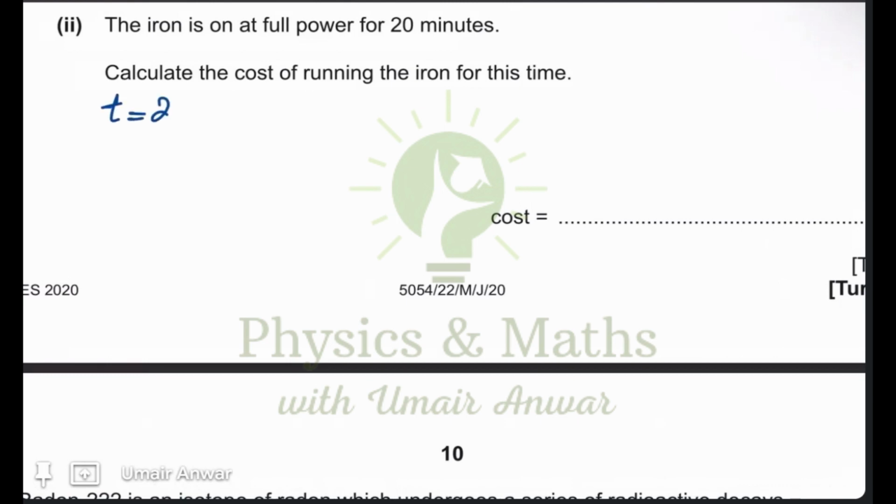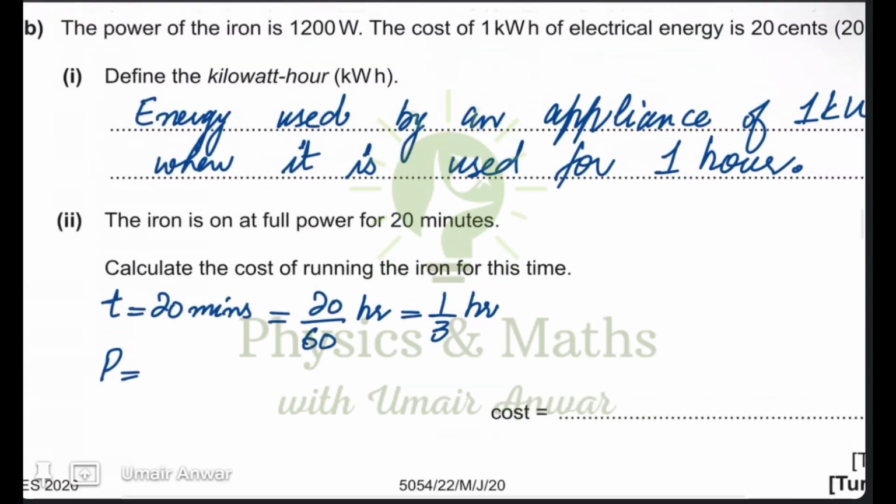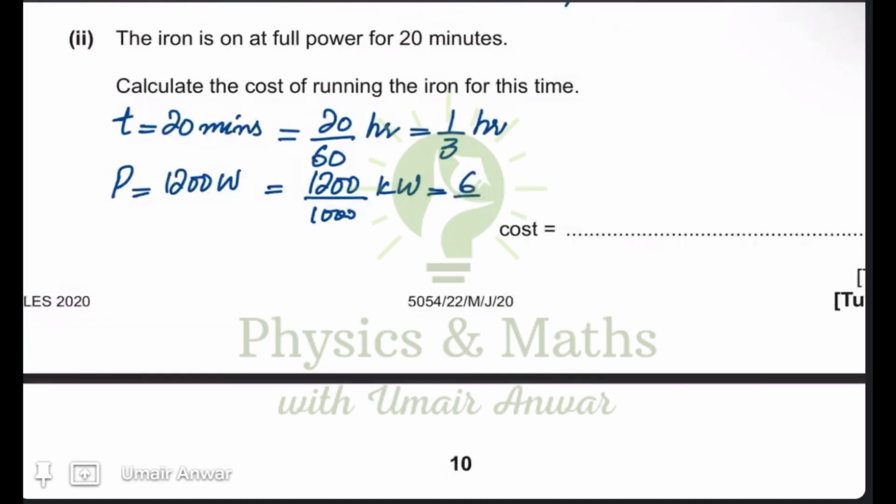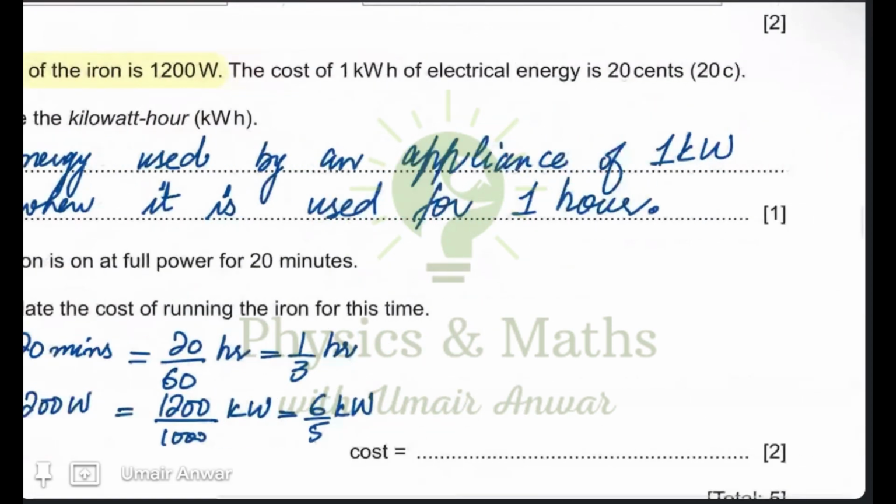So first of all, we are given 20 minutes and we are going to convert it into hours by dividing it by 60. So it becomes 1 upon 3 hours. The power rating for the iron is given and it is 1200 watts. So it should be converted into kilowatts. So 1200 divided by 1000 would become kilowatts. So it is 1.2 kilowatts. Or we could also write it as 6 upon 5 kilowatts. Now, the cost of 1 kilowatt of electrical energy is given to be 20 cents.